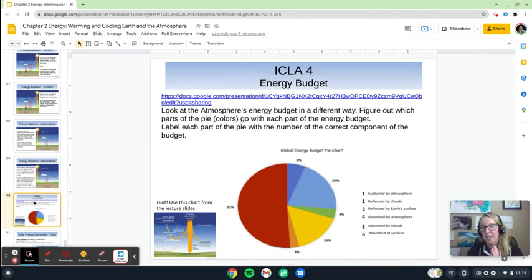Okay, so now we have an ICLA for you to do. This pie chart corresponds with this graphic. There's actually a little tricky thing in there. There's one more pie slice than there are places, but I trust that you'll be able to figure it out.